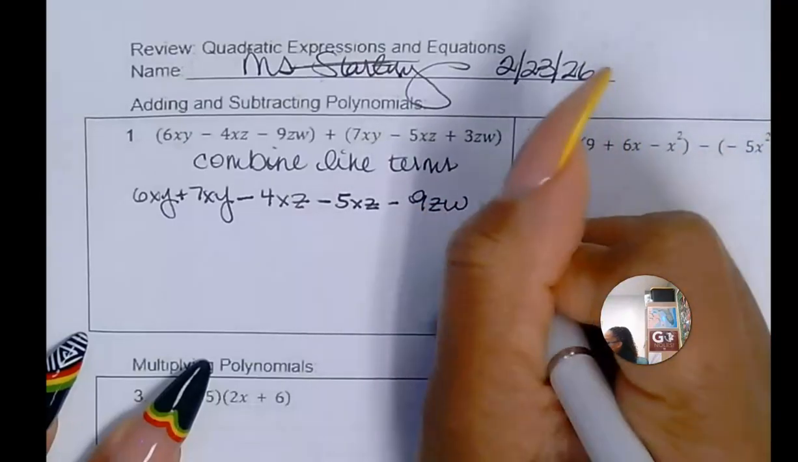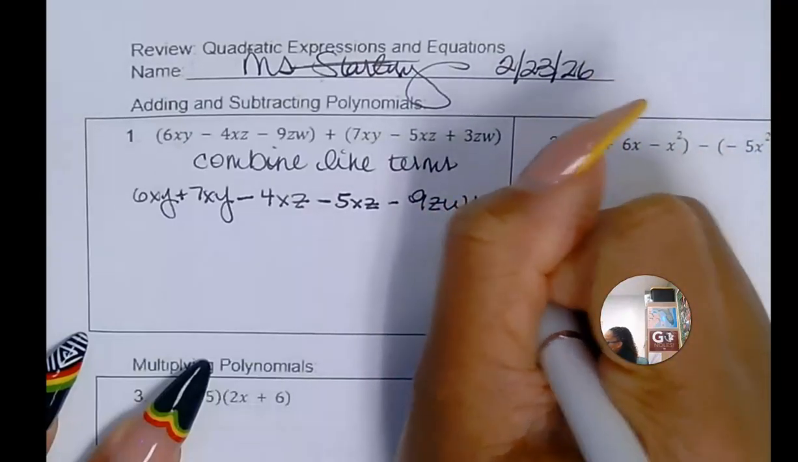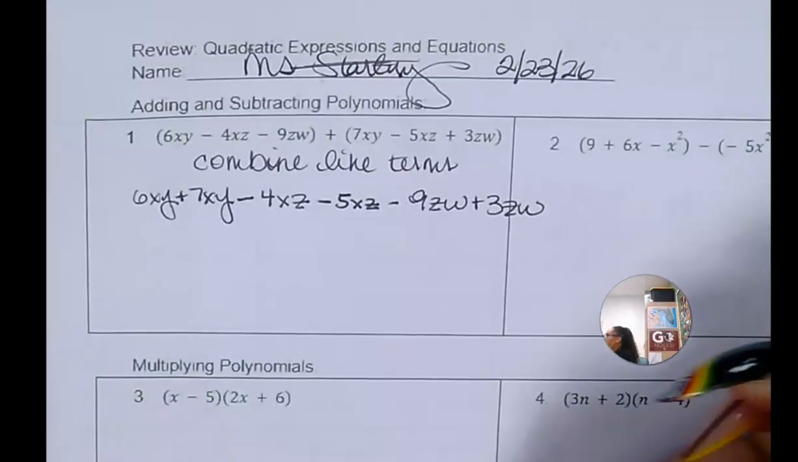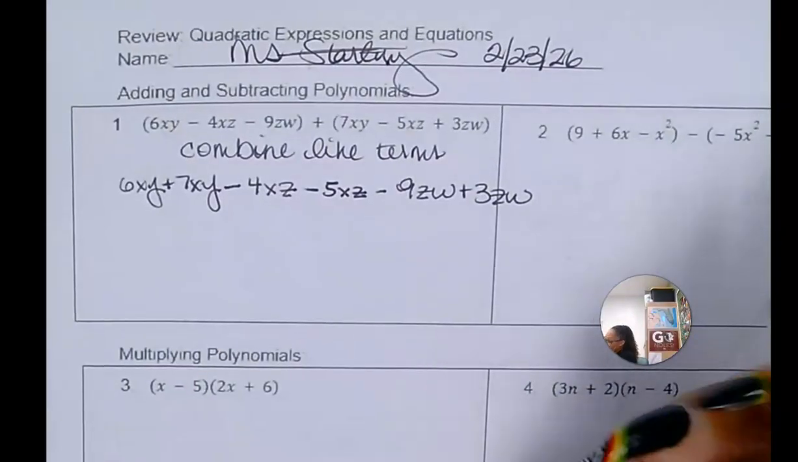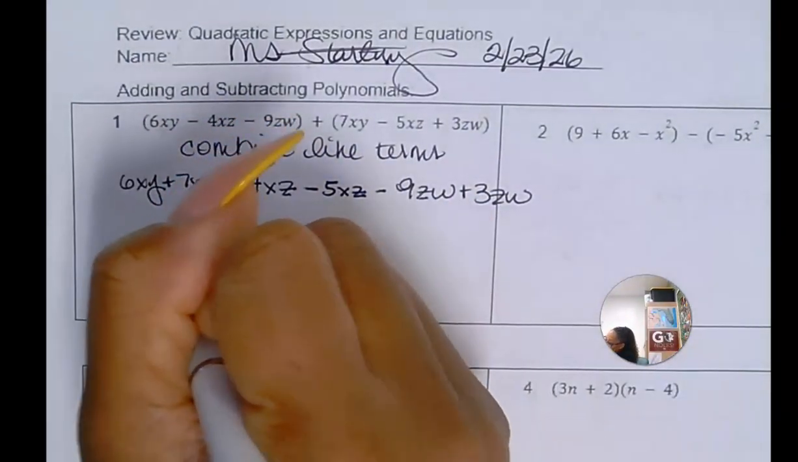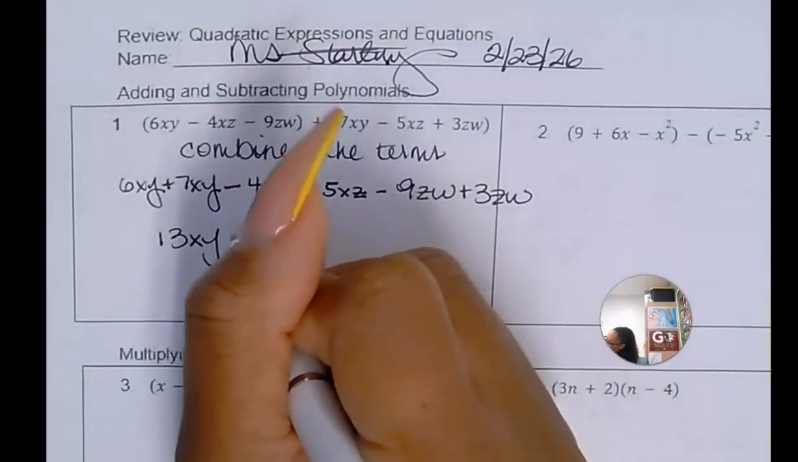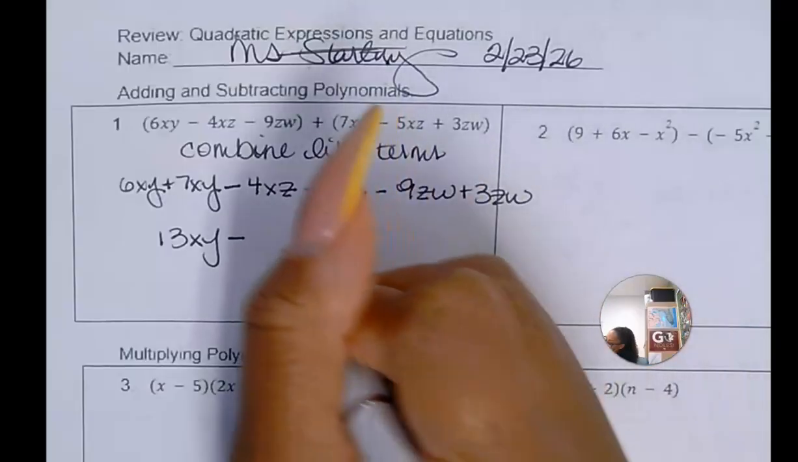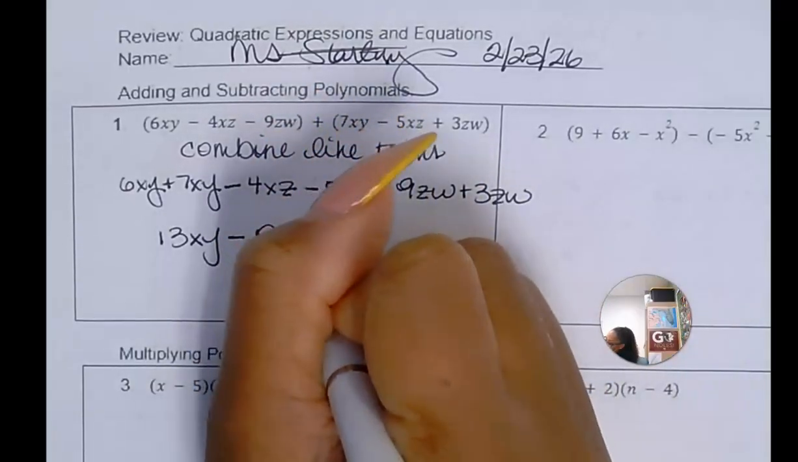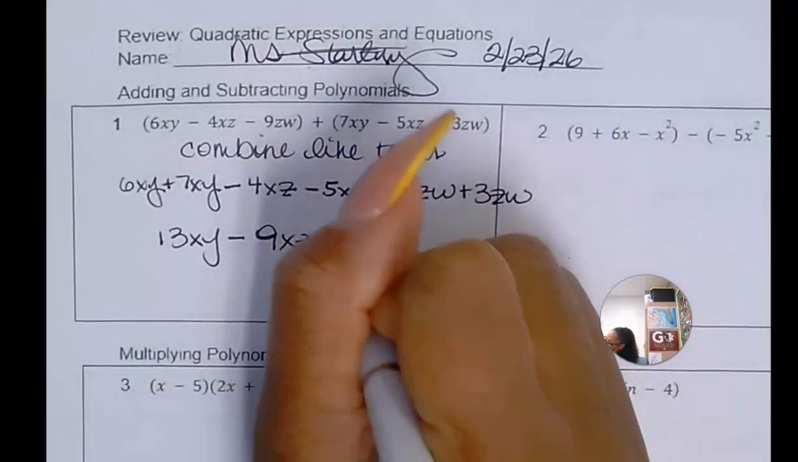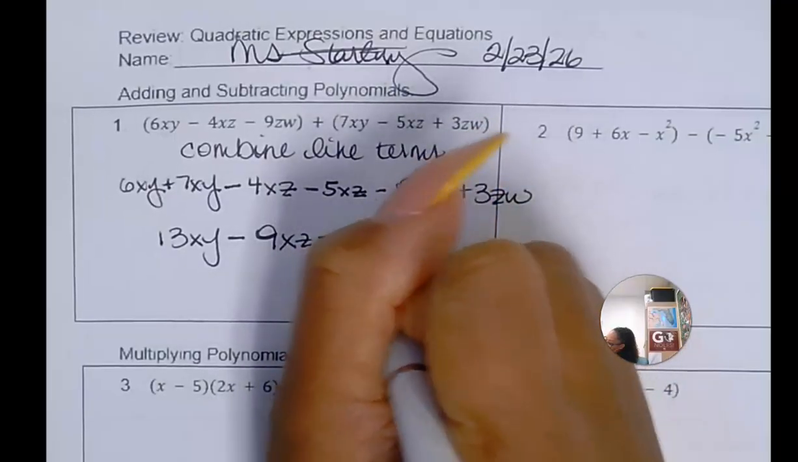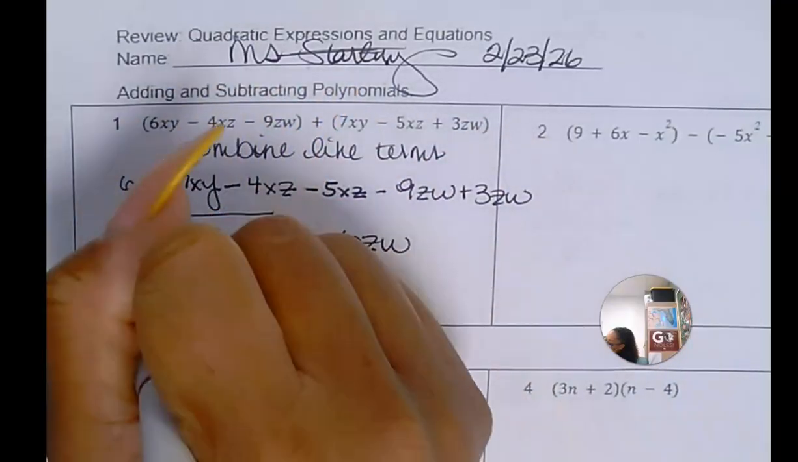9zw, 3zw. Now do the math. What do you get? 13. Say the middle term again. 9xz minus 6zw. That's your final answer.